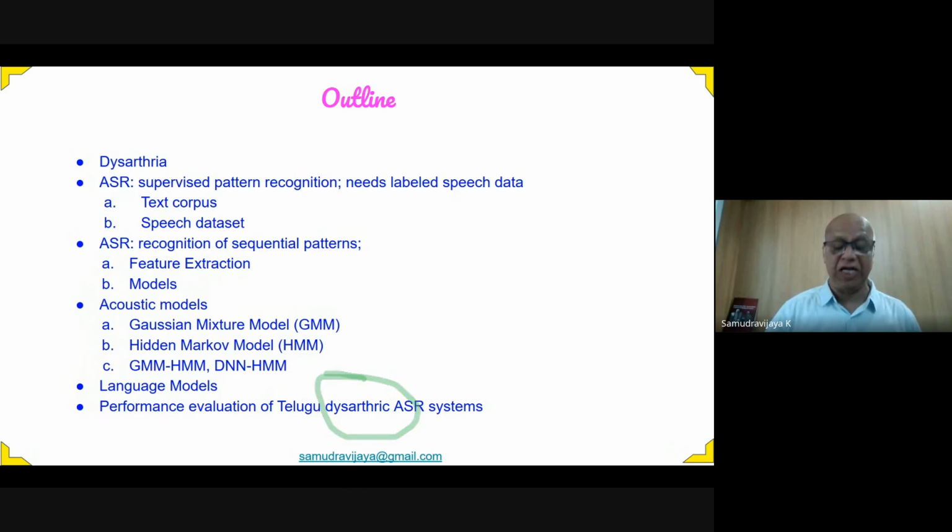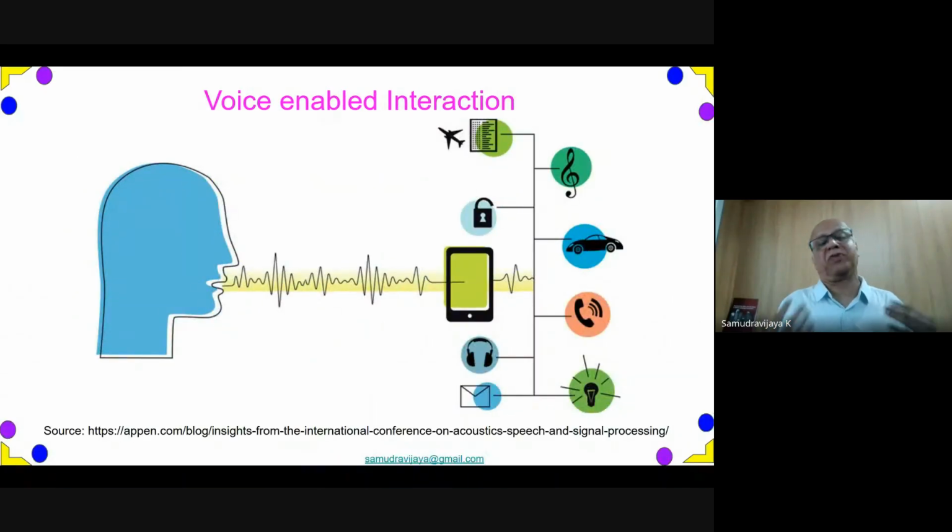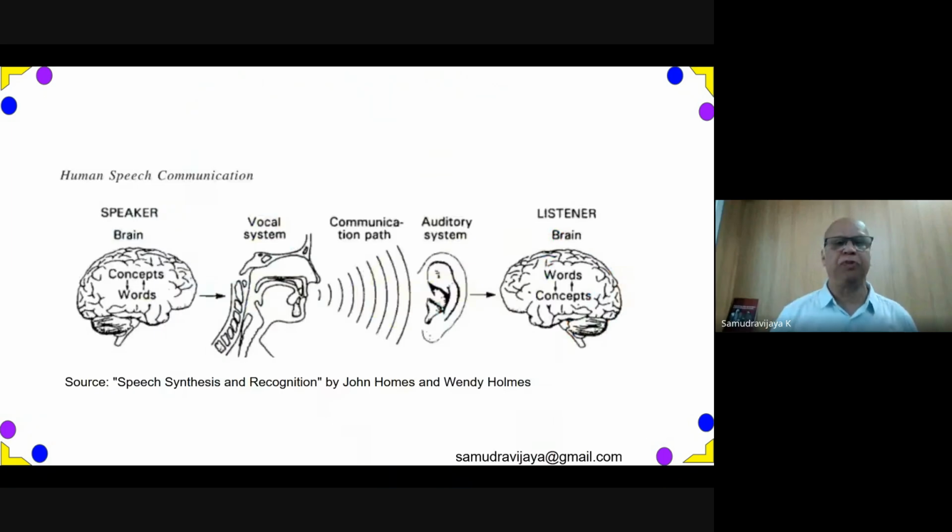So there's a performance evaluation, we'll talk about it. Let's go to what dysarthria is, and why the topic is automatic recognition of dysarthric speech. All these days, voice-enabled interaction is very common. We speak straight away to Google or many other applications, and it gives us answers. So voice-enabled interaction with the computer has become common. It's so convenient for people.